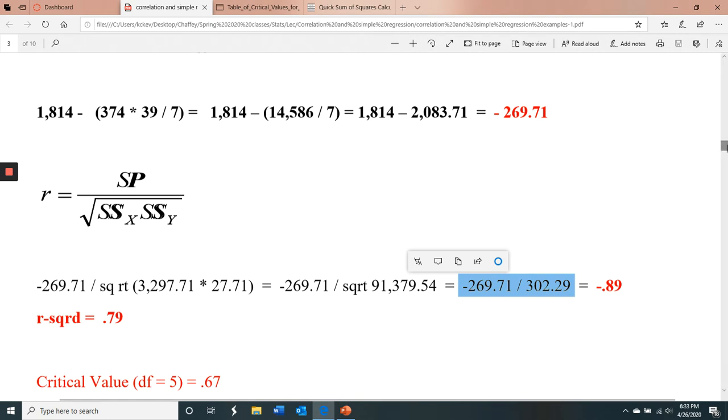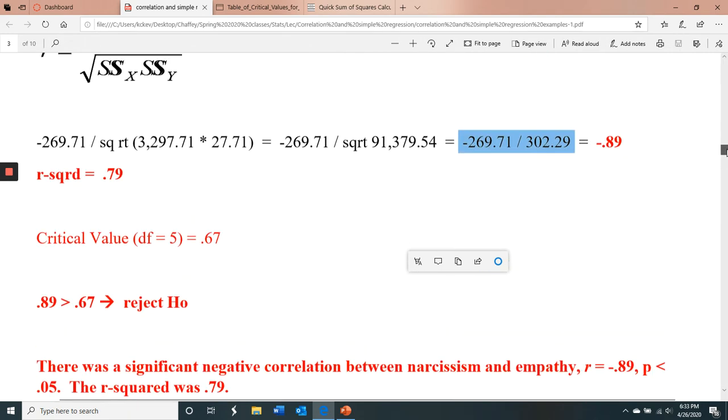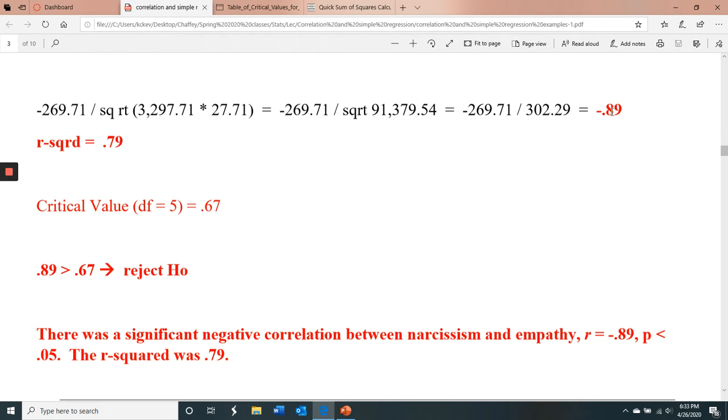And then let's R-square that right away. I usually like to R-square it because it's right there, it's ready to go. So negative 0.89 times negative 0.89 is going to be positive. Our R-square is always going to be positive. Our R-square is a whopping 0.79.